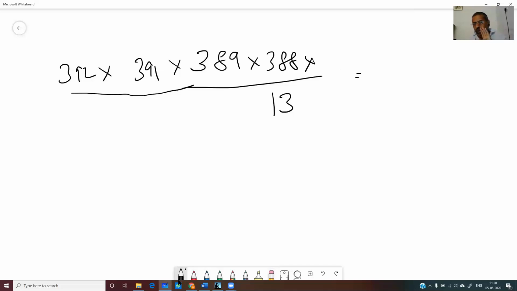We have now seen the positive remainders. 390 is a multiple of 13. It is an exact multiple, which means at 390 there is no remainder. For 391, the remainder is 1. For 392, the remainder is 2. For 389, the remainder is 1 less than 390, so obviously it should be 12. Here the remainder is 12.